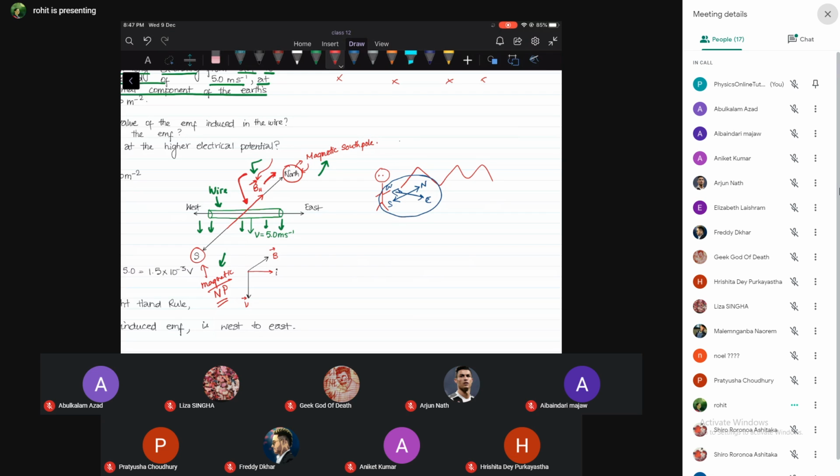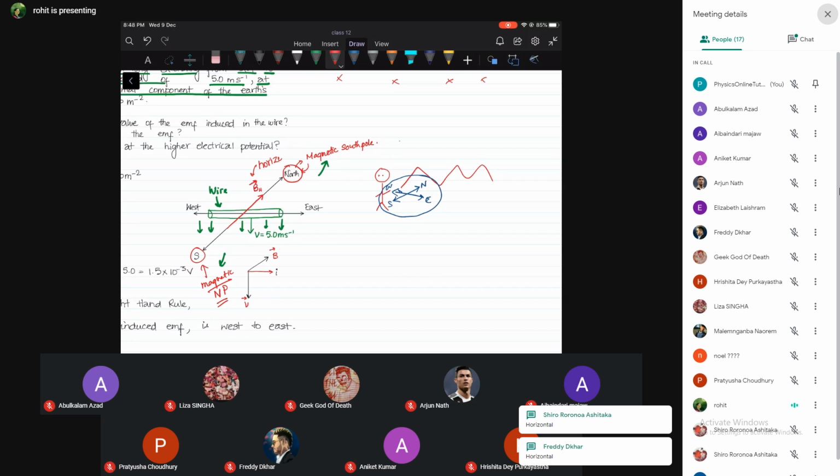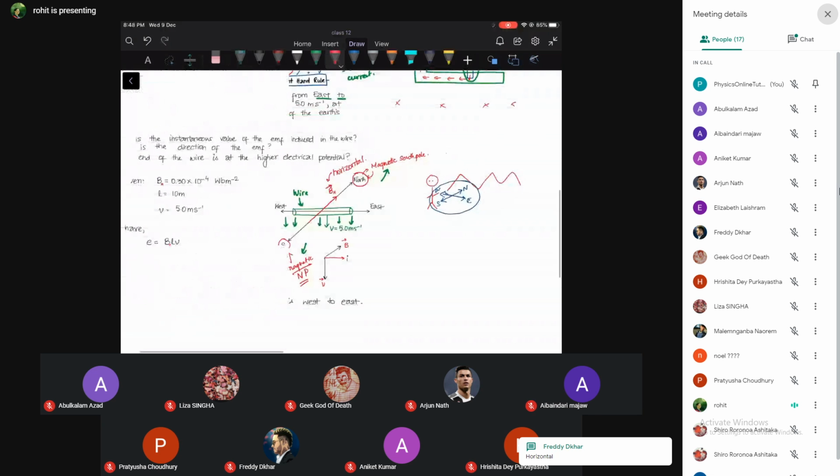What is this called? Will I call it horizontal or vertical? The BH that I'm drawing here, will I call it the horizontal component of the Earth's magnetic field or the vertical component? Yes, guys, hurry up. We have to call it horizontal, right? Because it's lying in the horizontal plane right now. I hope you got my point. That's why when I draw this diagram, the diagram looks like that.